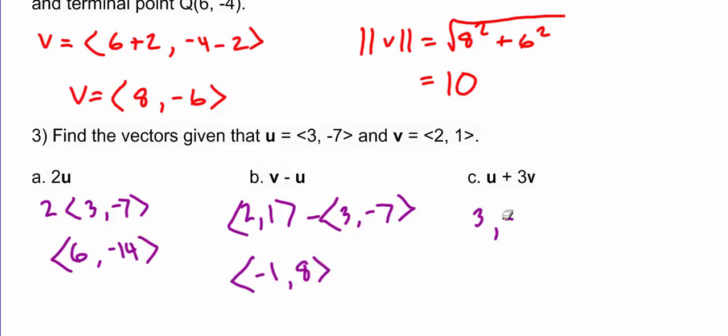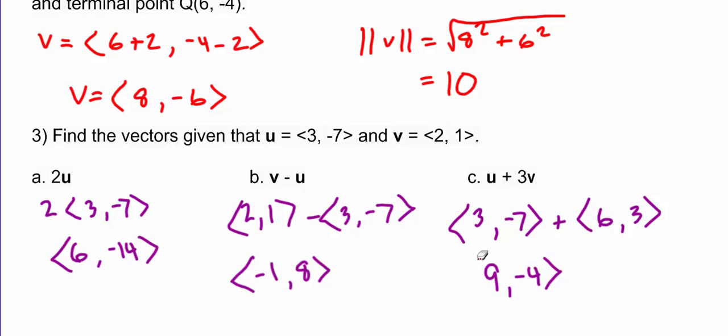All right, and then our last one is u plus 3v, and I'm going to guess you guys are able to do 3v in your head, so I'm going to take that vector v and multiply everything by 3, and I'll get 9 and -4 for the result after I add those two vectors together.